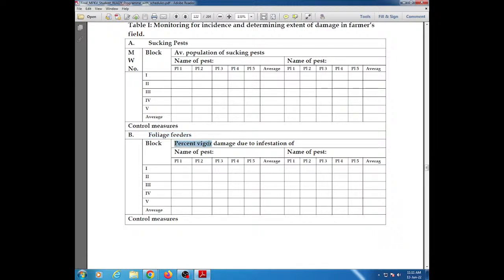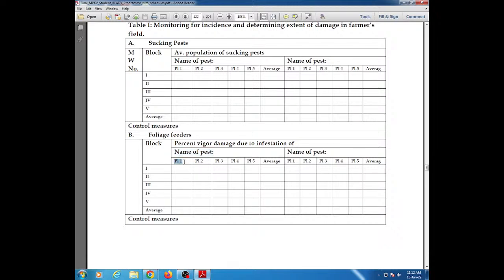Now again, the percent vigor damage due to infestation of the pest. Okay, percentage vigor damage, how the damage is done directly. Foliage feeders, they are feeding on what? The foliage, right? So for these foliage feeders you have to calculate or write the numbers too. You have to write the name of the pest again.